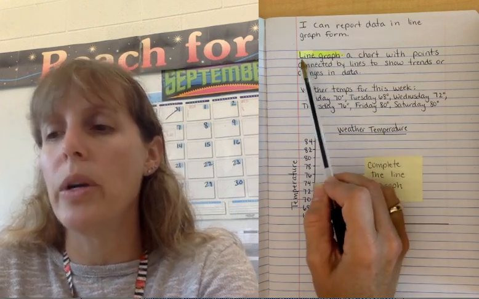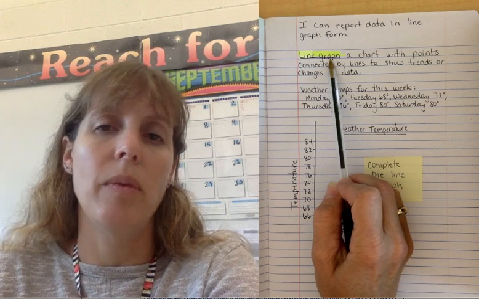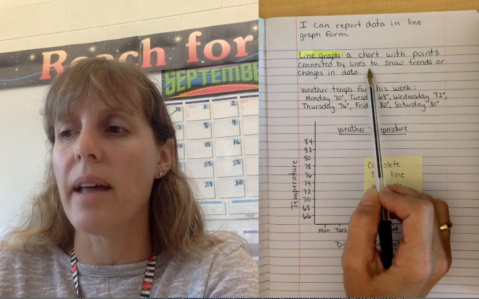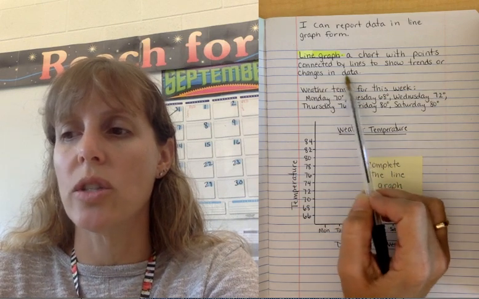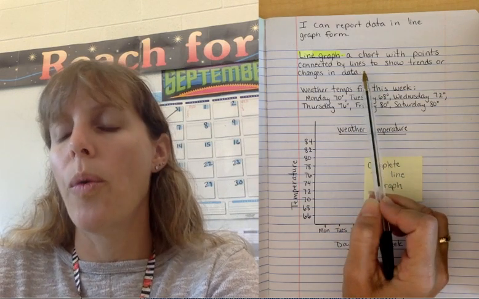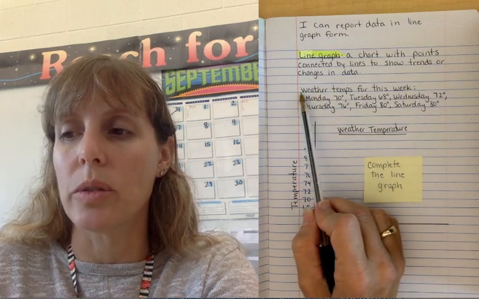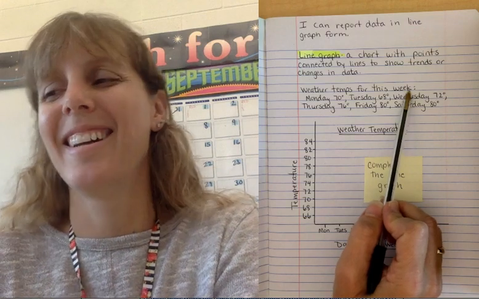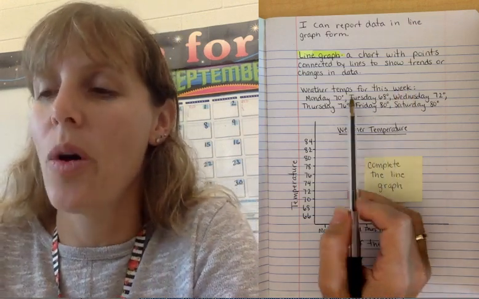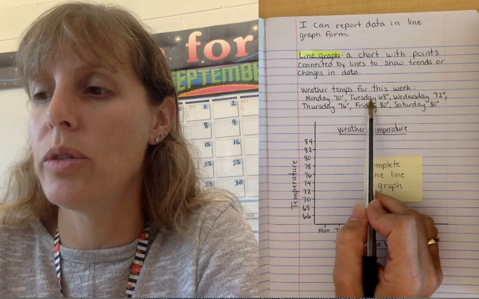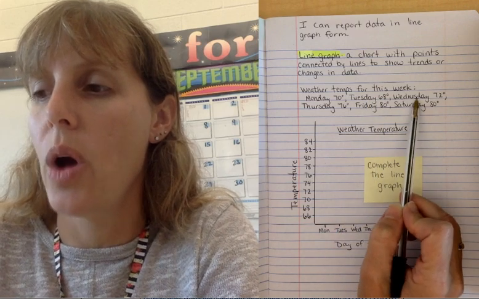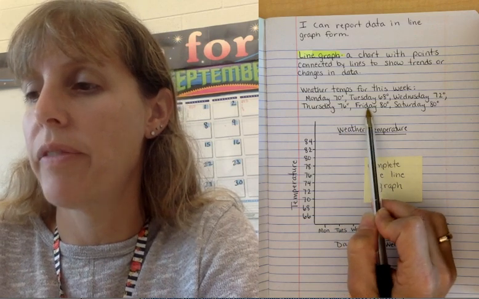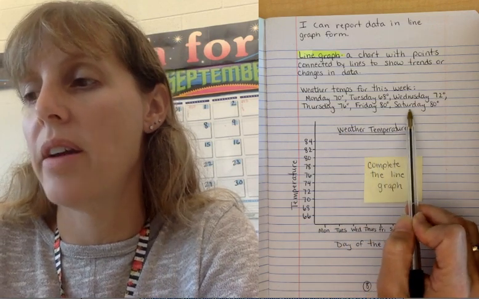So here's our important term. It's line graph. Say it with me. Line graph. It's a chart with points connected by lines to show trends or changes in data. So what I did for you is I gave you some data to use. These are the weather temperatures for this week in Lynxburg. How fun is that? Hometown temperatures. So Monday will be 70 degrees, Tuesday 68 degrees, Wednesday 72 degrees, Thursday 76 degrees, Friday 80 degrees, Saturday 80 degrees.